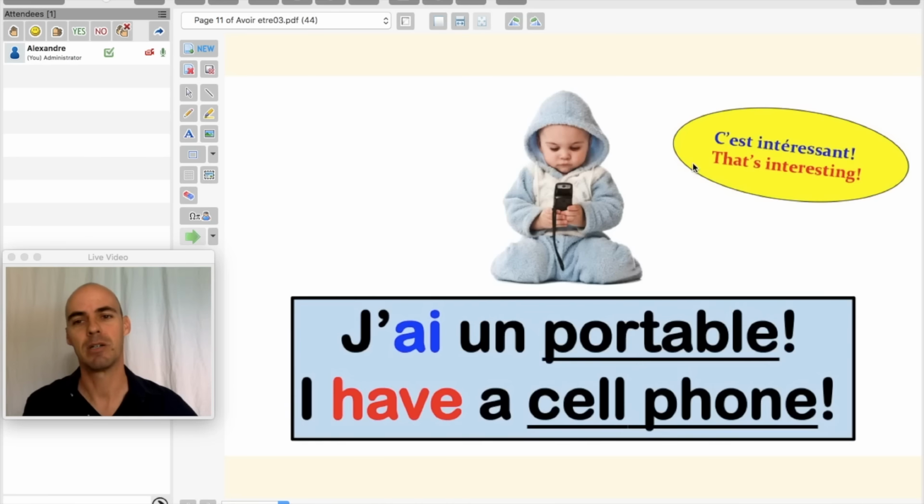Un portable. Well, that's interesting. So, not talking about the phone itself, just the whole thing. That would be c'est intéressant. And we don't really make a difference between it is, this is, or that is. Okay? C'est.